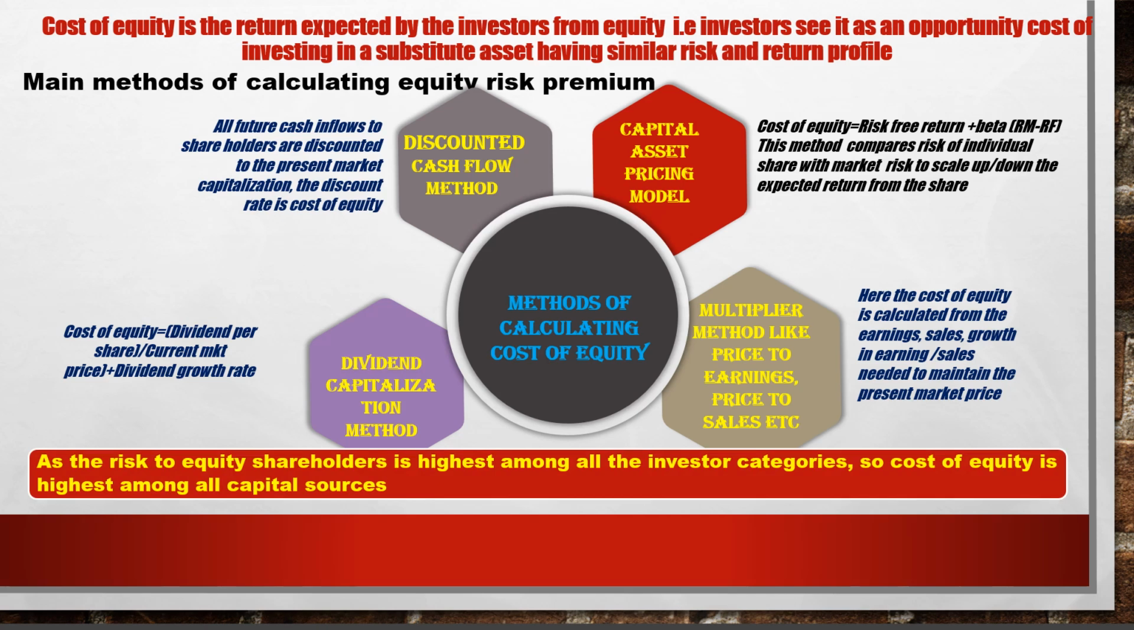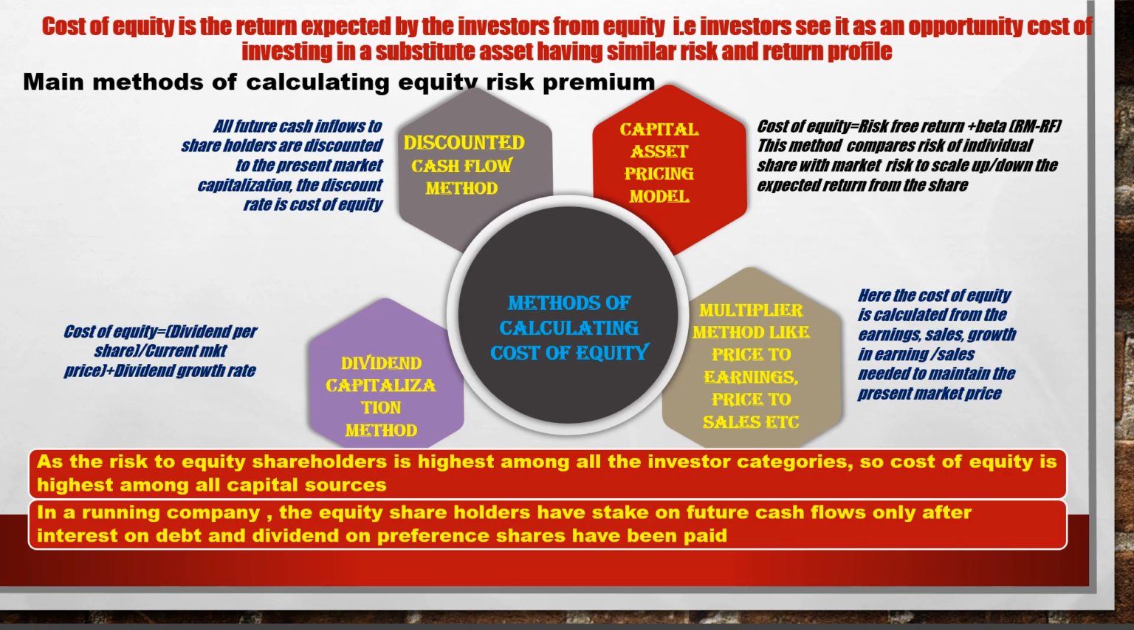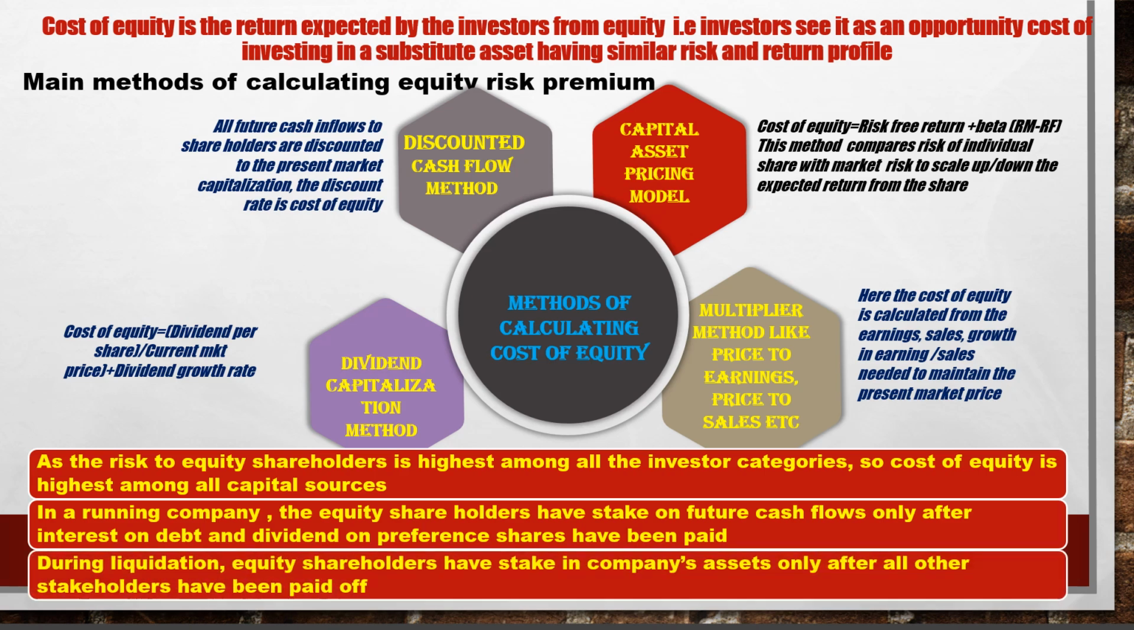As the risk to equity shareholders is the highest among all the investor categories, the cost of equity is highest among all the capital sources. In a running company, the equity shareholders have a stake on future cash flows only after interest on debt and dividend on preference shares have been paid. During liquidation, equity shareholders have a stake in the company's assets only after all the other stakeholders have been paid off.